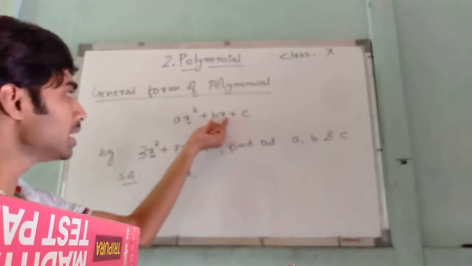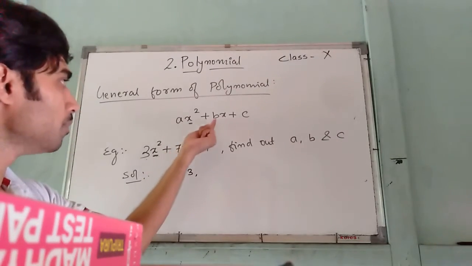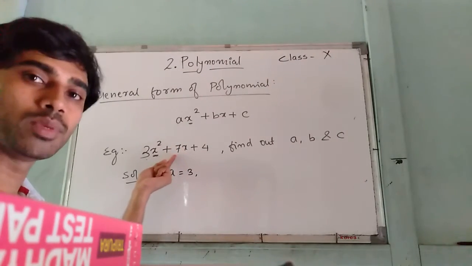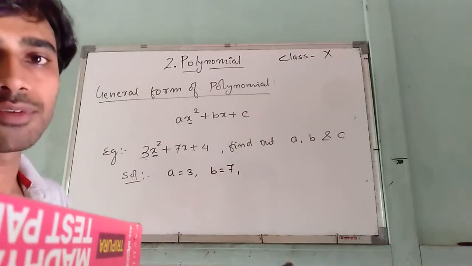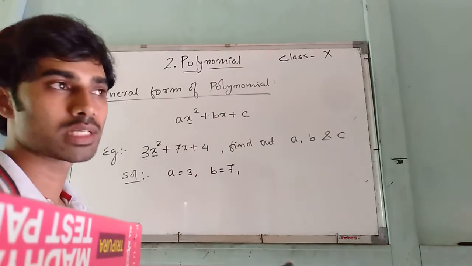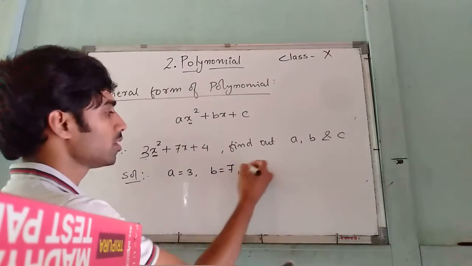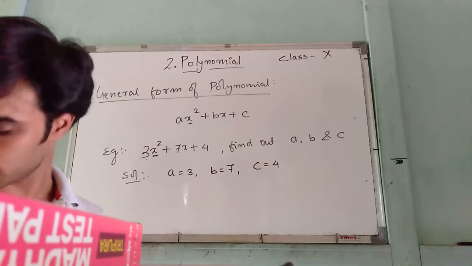Now if you compare the middle term, that is the coefficient of x, here comes x, here also there is x, so the value of b should be 7. And for c, c means the constant term, and in this question the constant term is given as 4, so the value of c is equal to 4. So this is the answer.